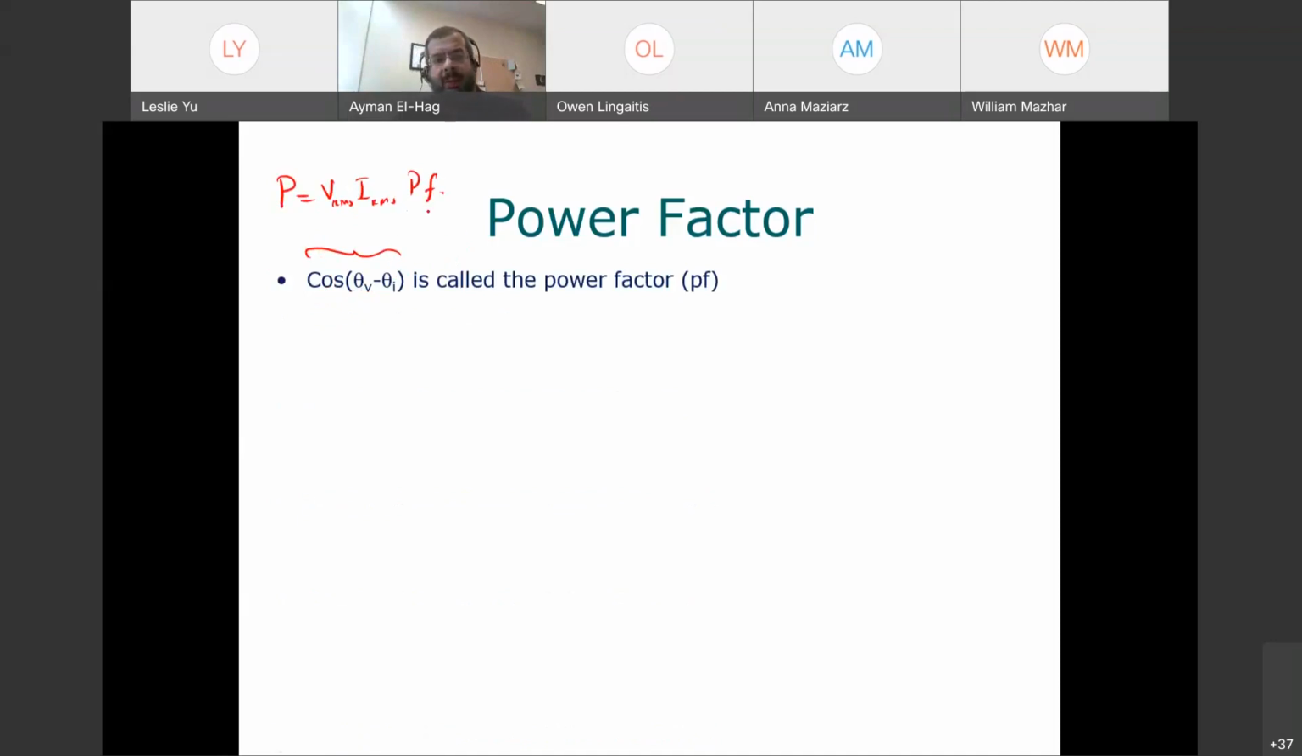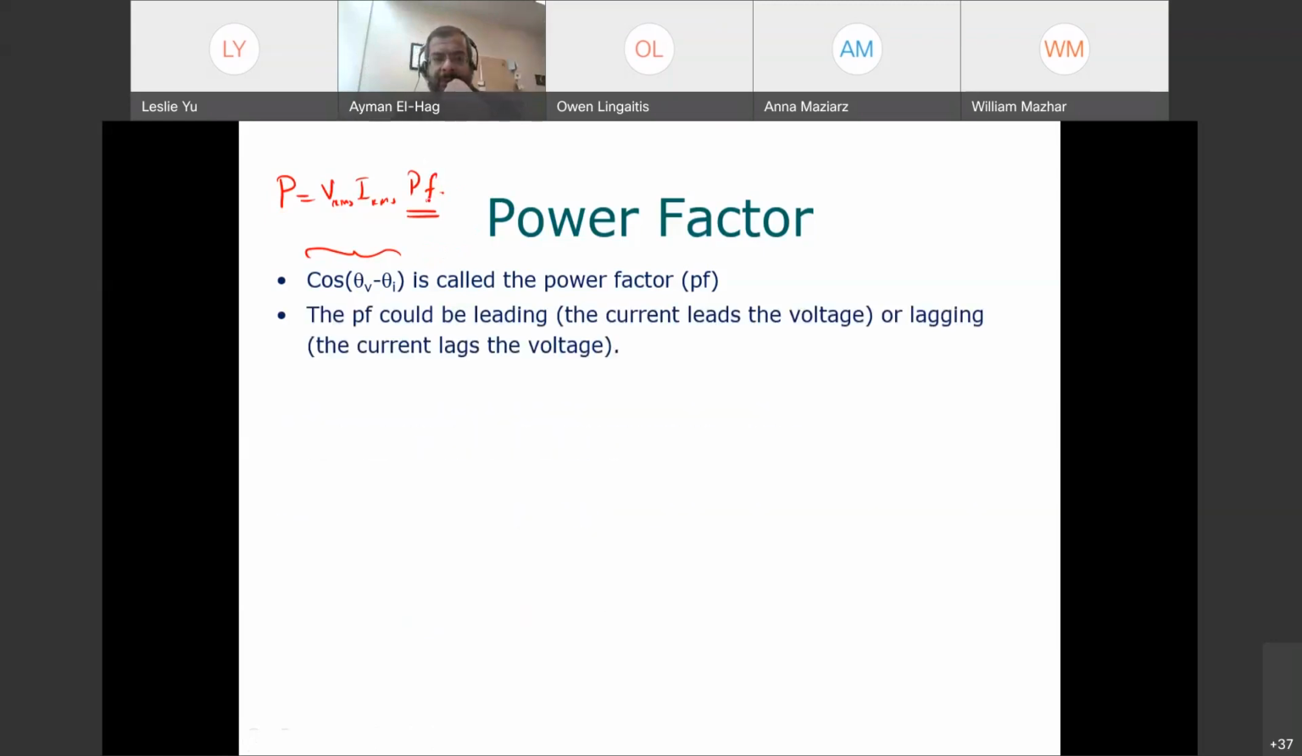Sometimes we give you the power factor, and then I don't need to give you the angle. If I give you the power factor, then I don't need you to give it. But there is another important piece of information that has to come with the power factor, and we'll see why this is important.